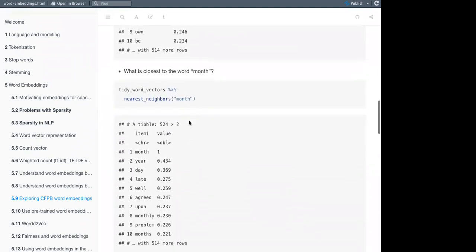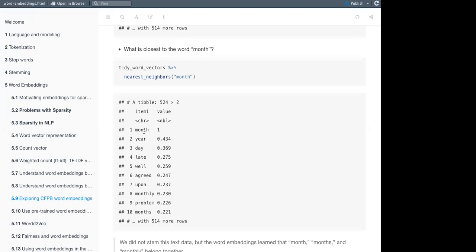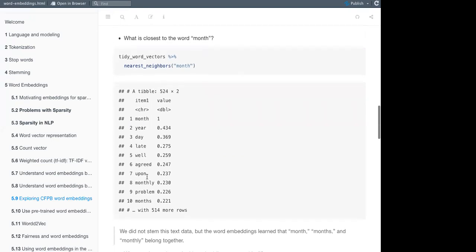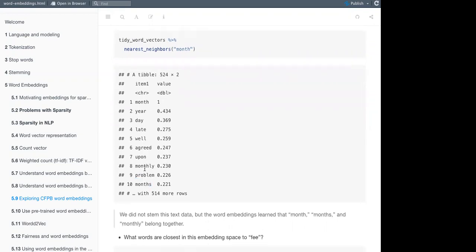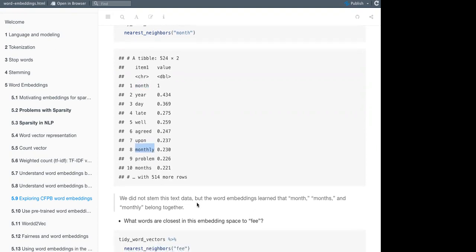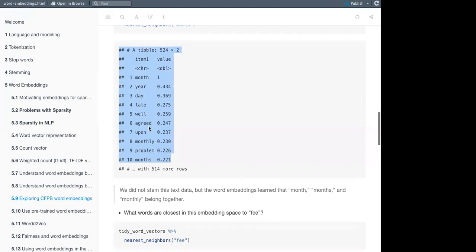We can also see month here, but looking at the month here, you can see it captures some kind of semantics, right? Year, day, monthly, months, and you can see it even captures month and monthly, even though they are not being stemmed. So this word has not been stemmed, but the algorithm tried to understand the relation between them. We did not stem this text, but the word embedding learned that month and monthly belong together. So this is actually interesting to see that it can capture this stuff. In fact, they even said that word embedding can be used to do stemming.